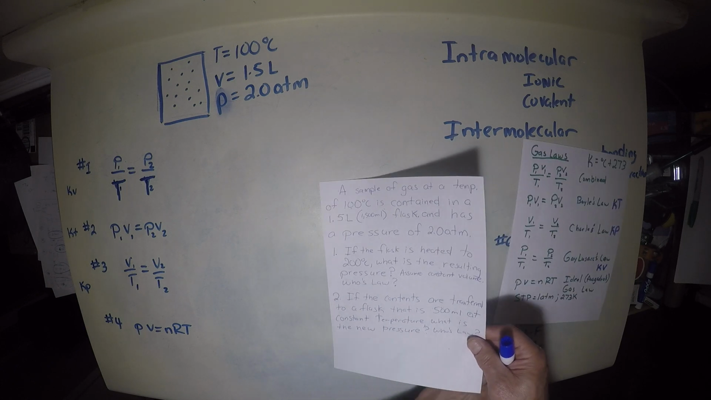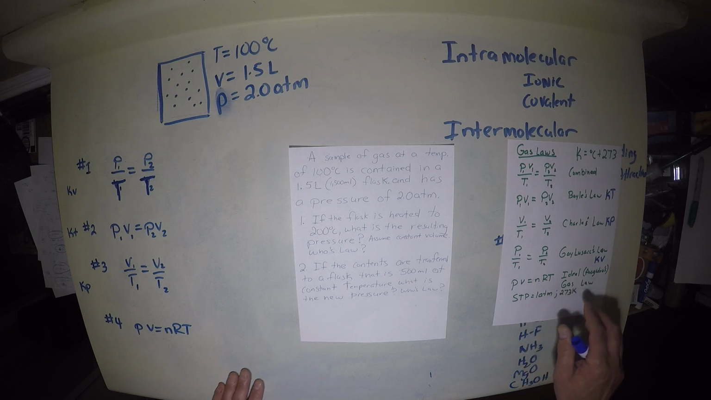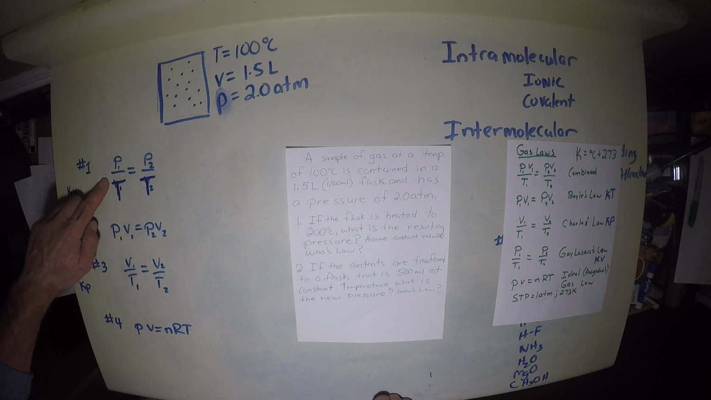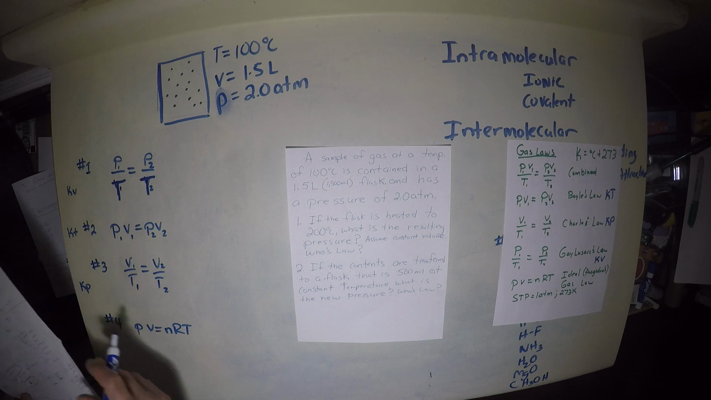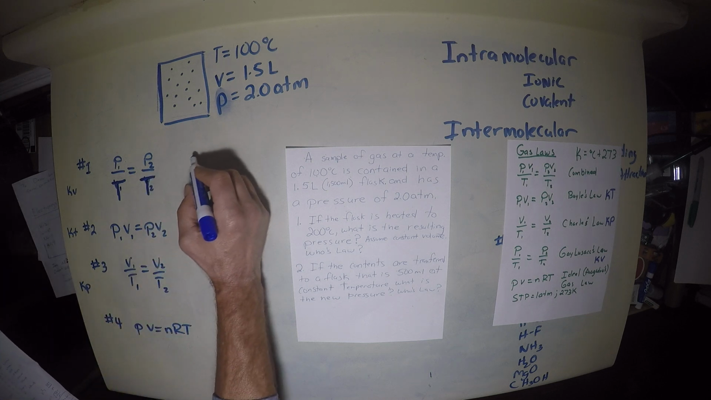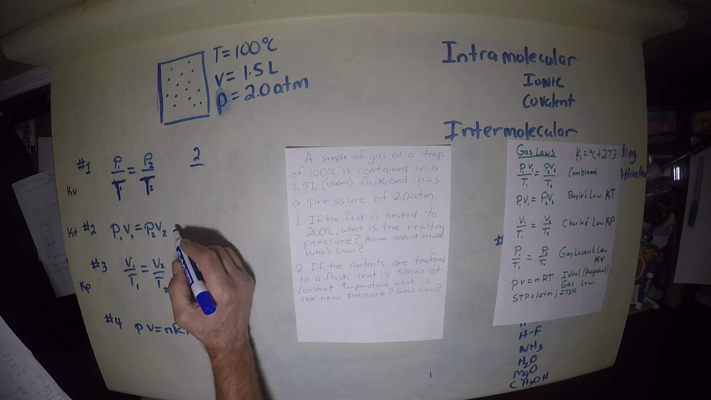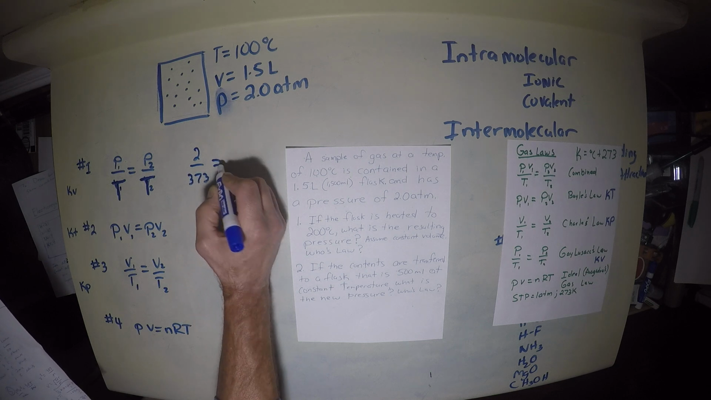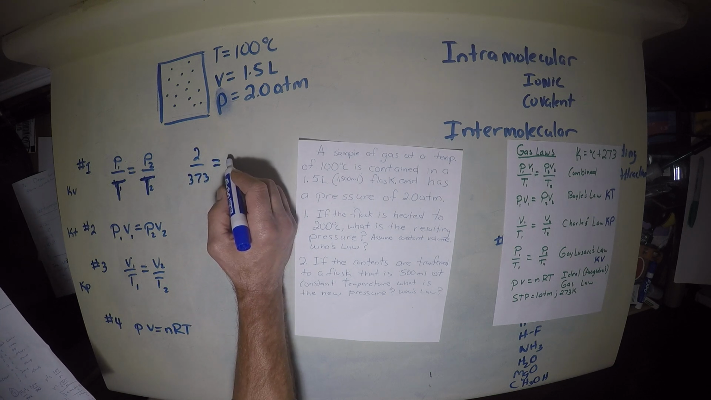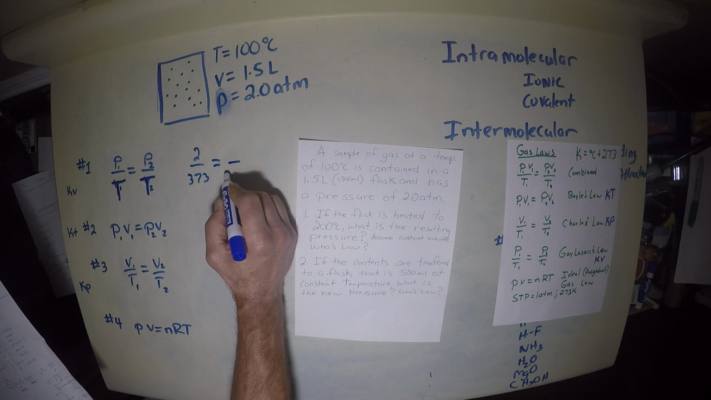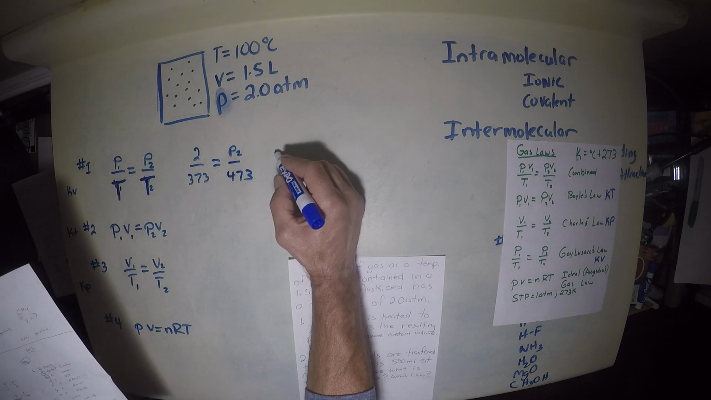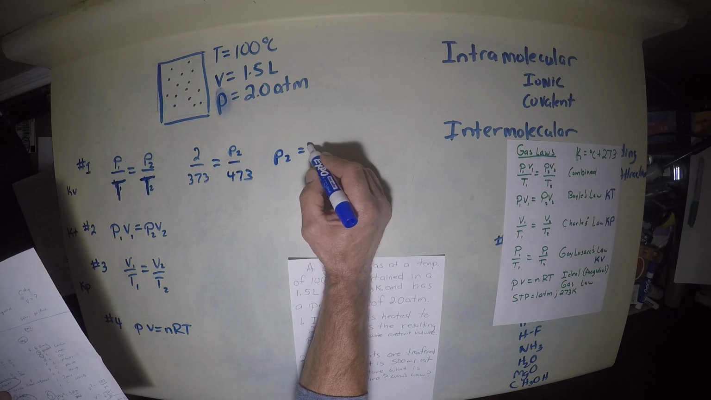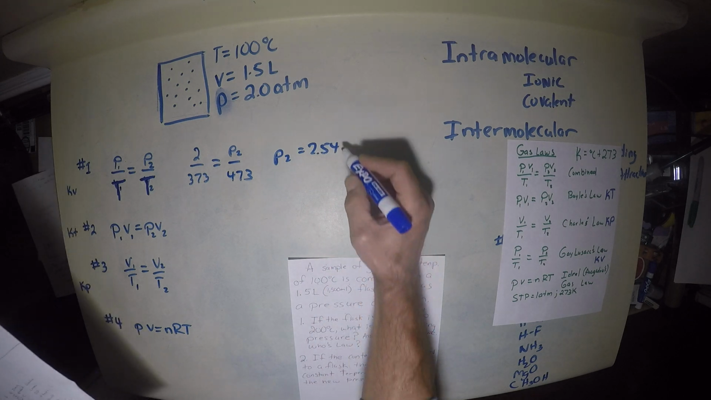And whose law? Well, we know it's a Gay-Lussac's law problem because it's constant volume. So we go to the Gay-Lussac's law and we plug in for P1, 2, T1, 373, P2 is what we're looking for, and the new temperature 473, and when we solve for P2 we should get 2.54 atmospheres.